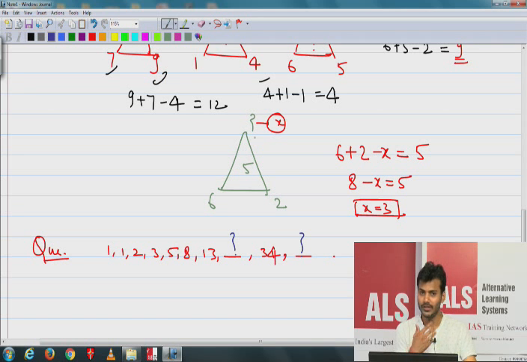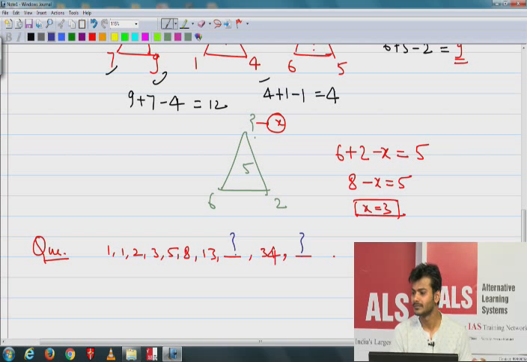So do I need to tell the other guys, or will you tell them, those who are already getting this? You can discuss for 2 minutes. If you are not comfortable, if you are still not getting the answer, I would explain, right? So take 1 or 2 minutes and try to find out the correct answer. 21 and 55 are the correct answers.